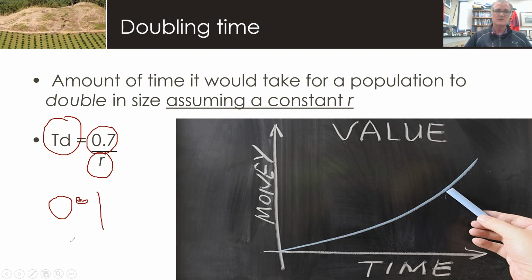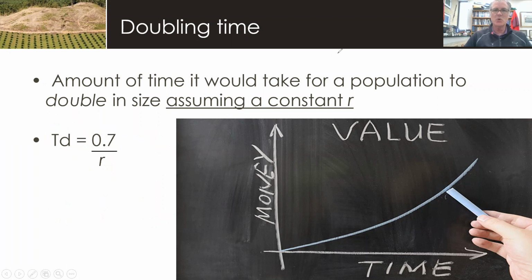Okay, so 0.7 divided by 0.1 is what? That's 7. That's 7 years. It will take 7 years for the population to double, right? The doubling time can also be expressed as a full percentage. So if it's the full percentage, it's 70 divided by the rate of natural increase. And here you would divide it by a full 10%. That would still give you 7 years.